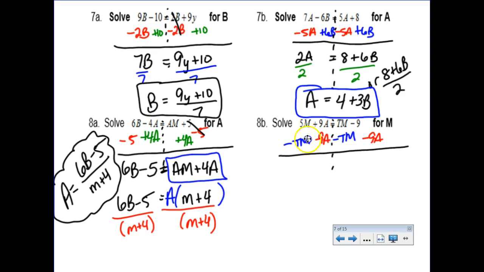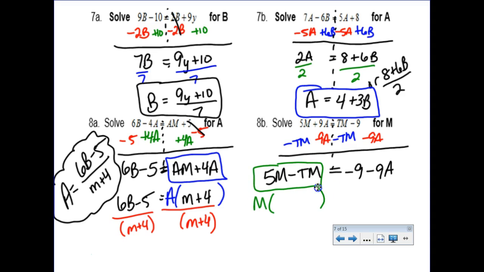Over here on the left, 5m minus tm. Nothing I can do there. Over here on the right, this is kind of gross. It's negative 9 minus 9a. If you reverse the order, I really don't care. But I do notice now I can factor out the m from the group, and if I take the m out of that group, I have 5 minus t.